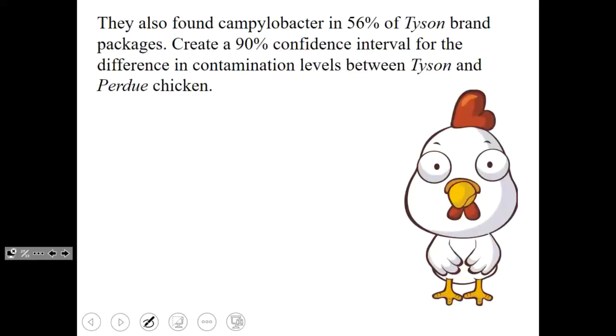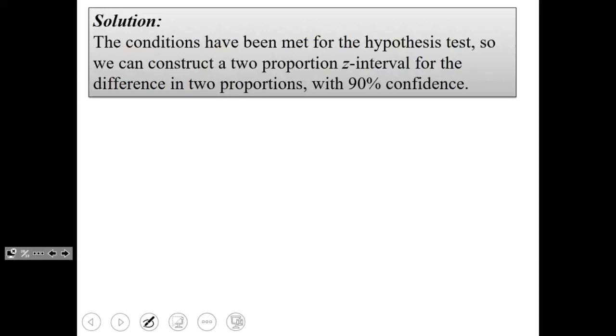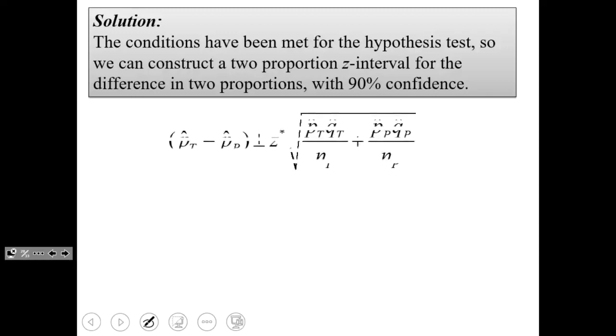Now, Tyson was also investigated. 56% of their packages had contamination. So now we're going to create a 90% confidence interval based on the contamination difference between Tyson and Purdue. So first thing is, the conditions have already been met. We've already said they were met when we did the first part. Tyson was part of the same study, so they've met all the same conditions.